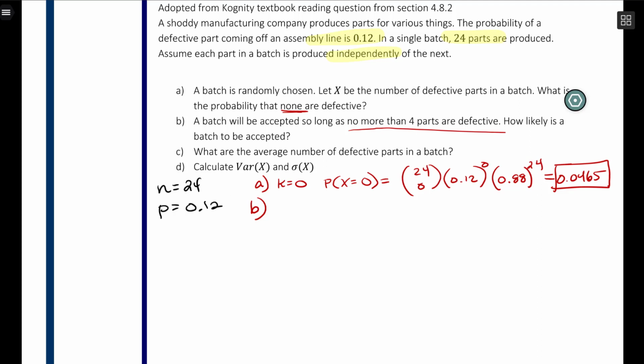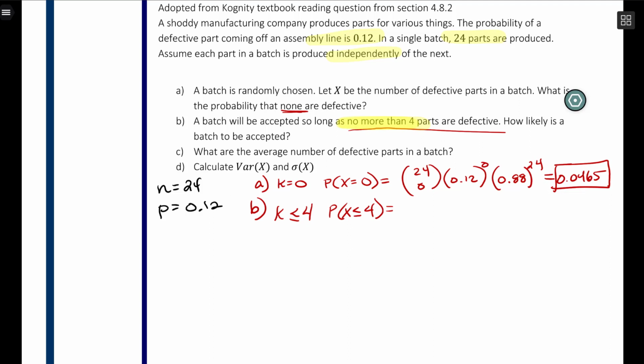Well, what you have to pay attention to here is we don't have an exact value for K. It says no more than 4 parts. So what does that mean? It could be 0, 1, 2, 3, or 4. We could do this formula 4 more times for K equals 1, 2, 3, and 4. That's way too much work. So what we can say is K is no more than 4 parts, which means K can be any number less than or equal to 4. And let's go ahead and try to do that.